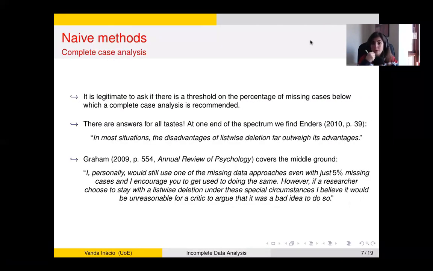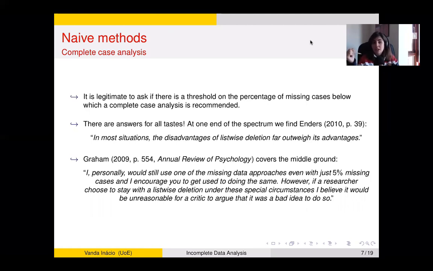And okay, a natural question to ask is, is there any threshold on the number of individuals with missing observations below which it's reasonable to follow a complete case analysis approach? And well, there are answers for all cases. One of the authors, Enders, is the author of the book Applied Missing Data Analysis, that is on our reading list. He says that in most situations, the disadvantage of listwise deletion far outweighs its advantage. So he's not a fan of complete case analysis.